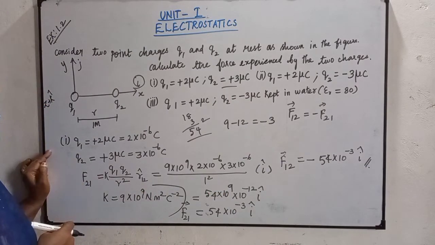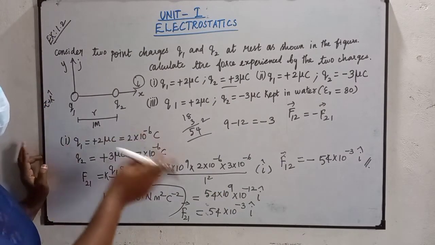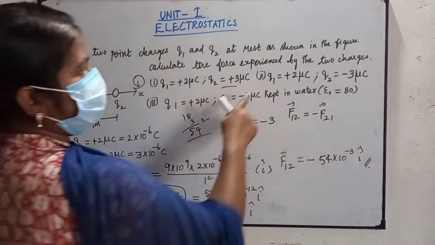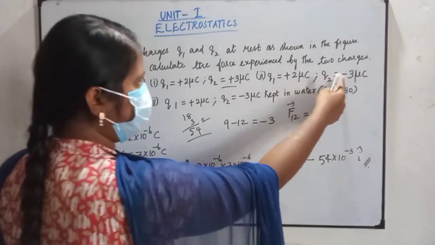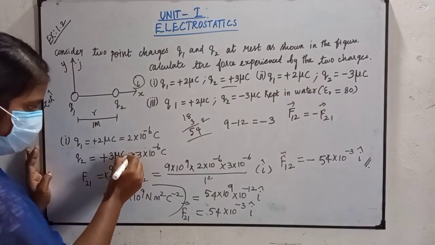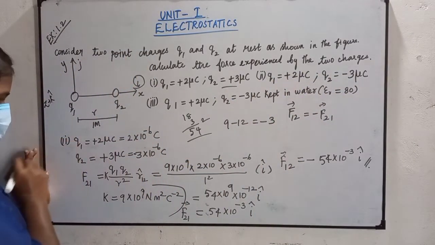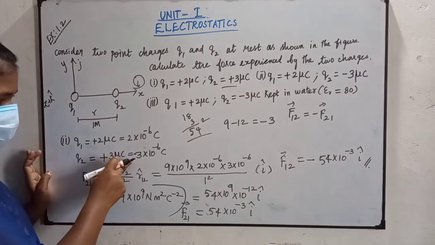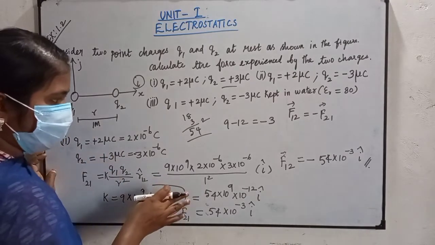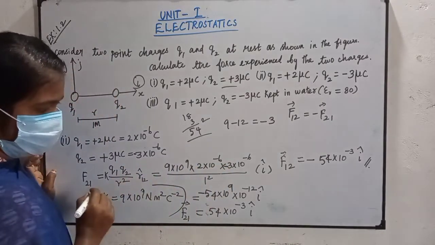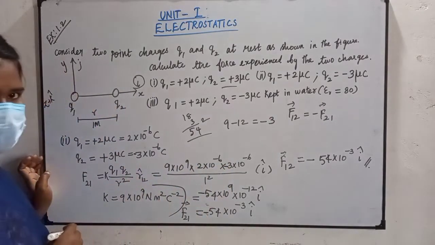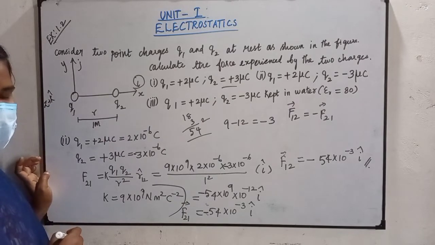So now we move on to case 2. In case 2, we have the values plus 2 microcoulomb and here minus 3 microcoulomb. So the only change is here, minus. Otherwise all the values are the same. So here minus, here also minus. I hope you understand.